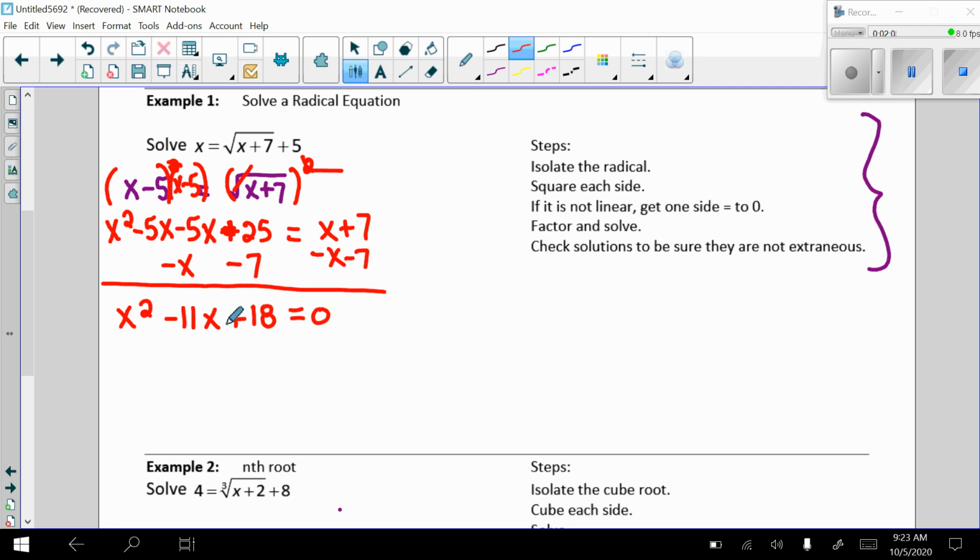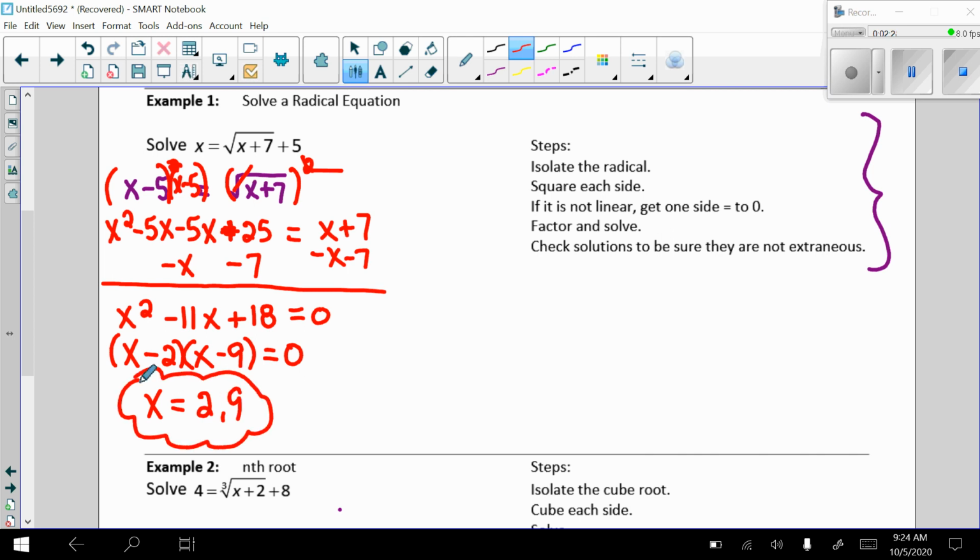And now we need two numbers. We're going to have to factor this. We need two numbers that multiply to equal 18 and combine to equal negative 11. So, of course, we should get x minus 2 times x minus 9 equals 0. And that gives us two solutions of 9 and 2.